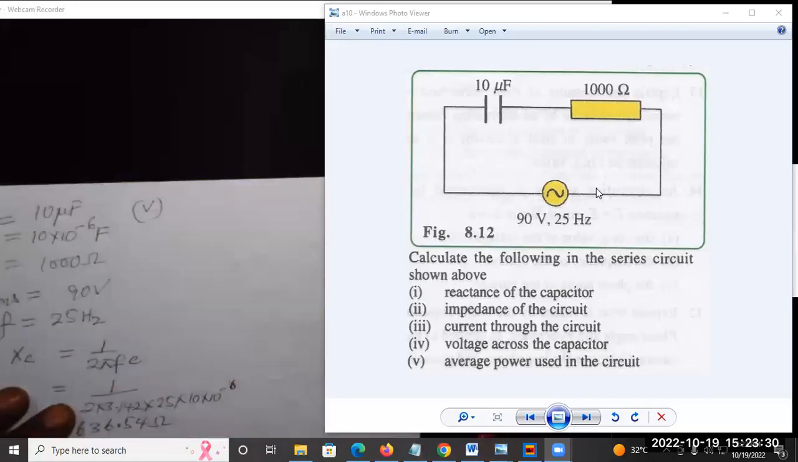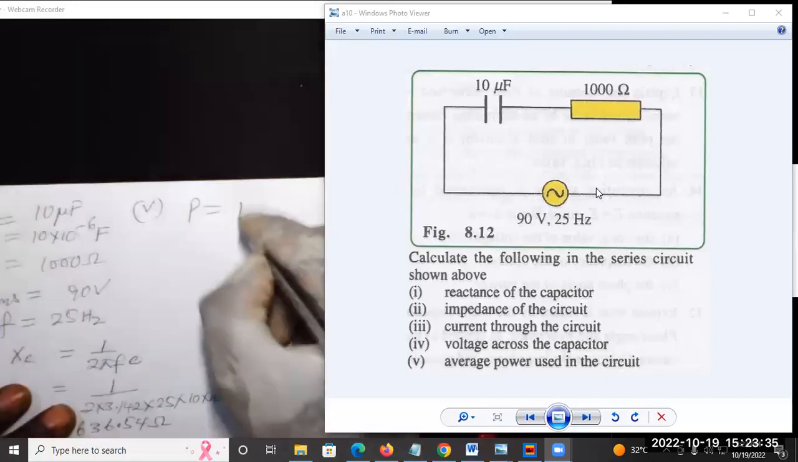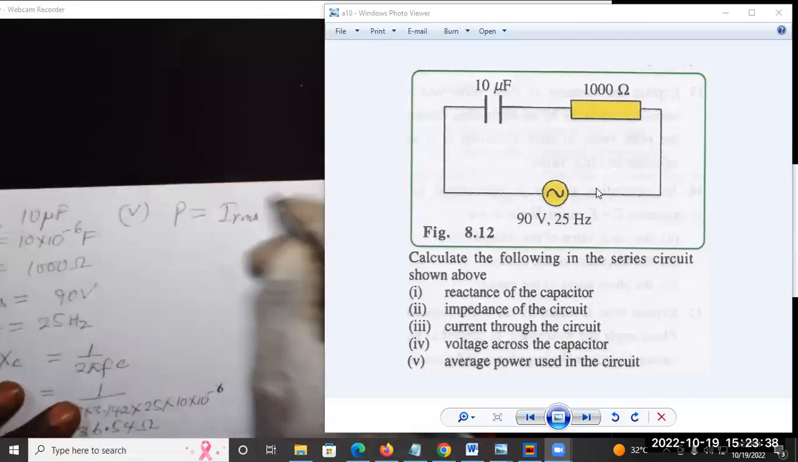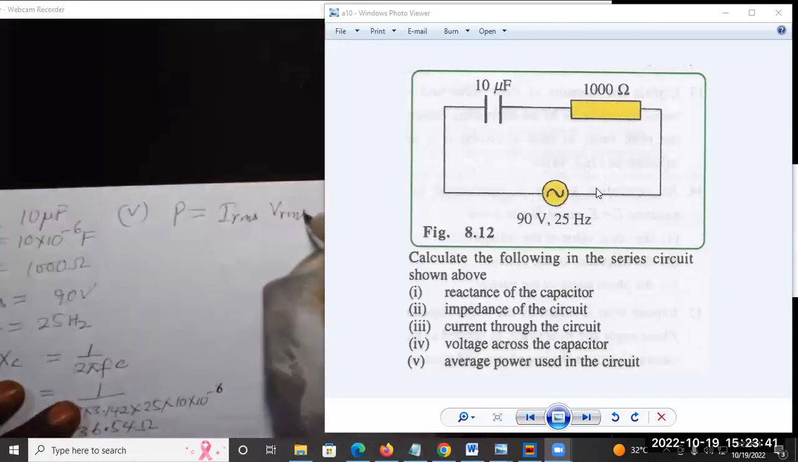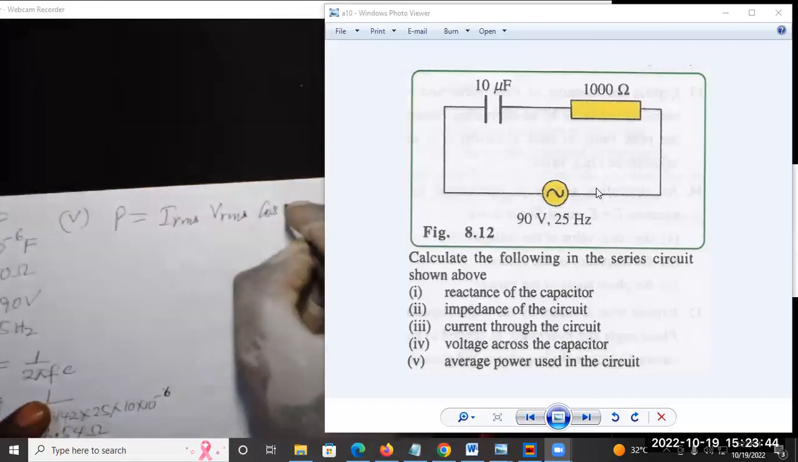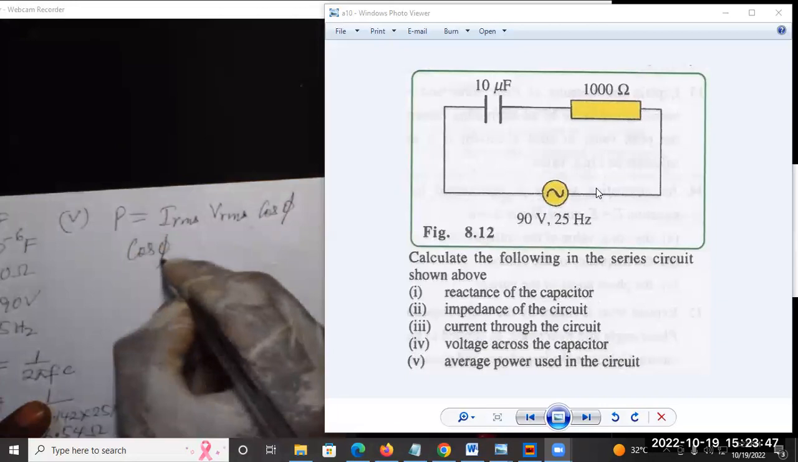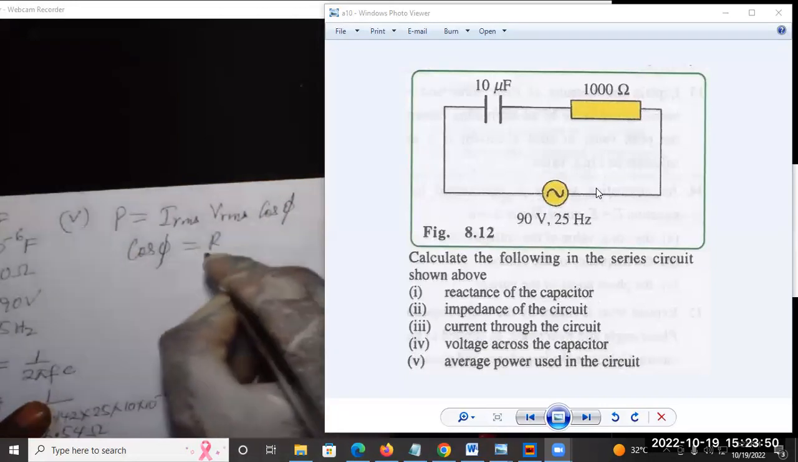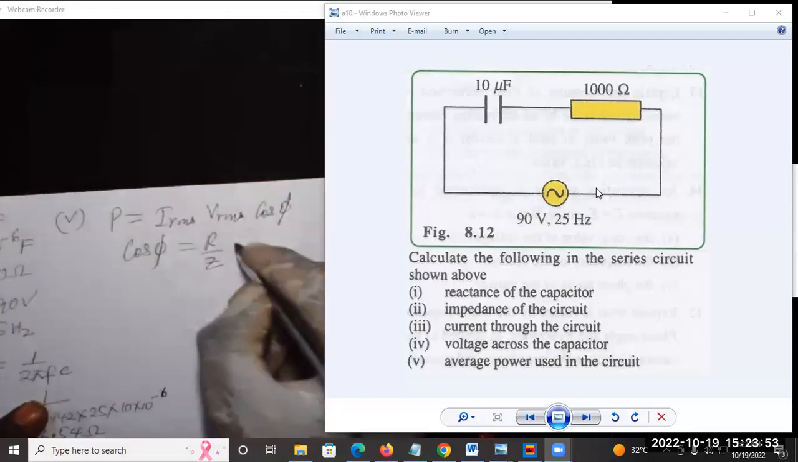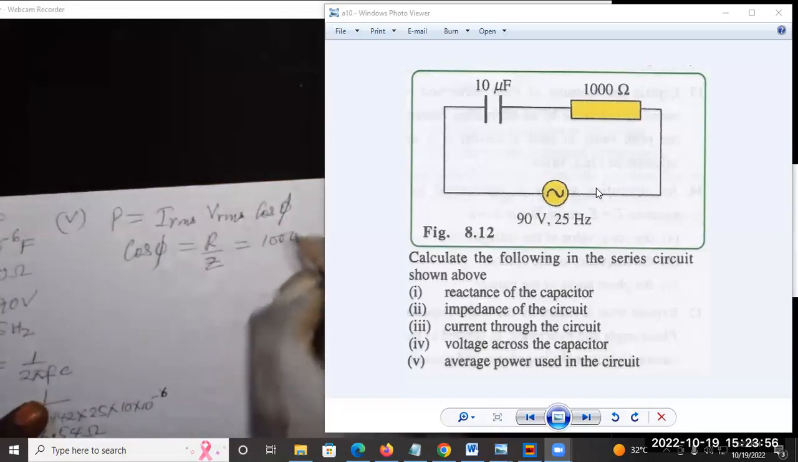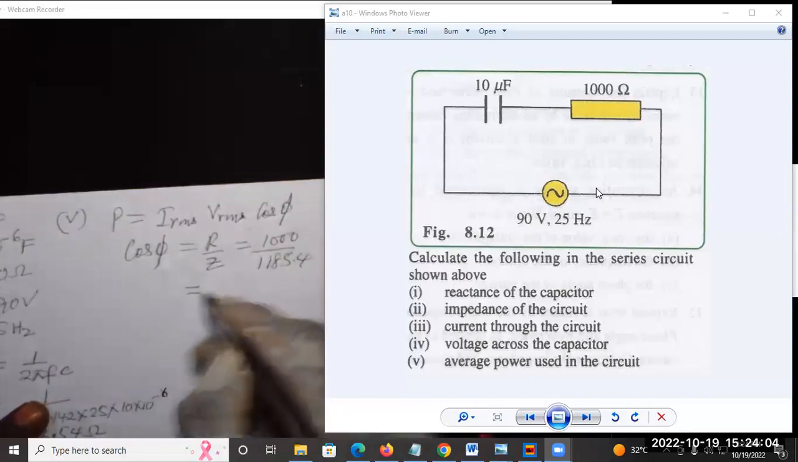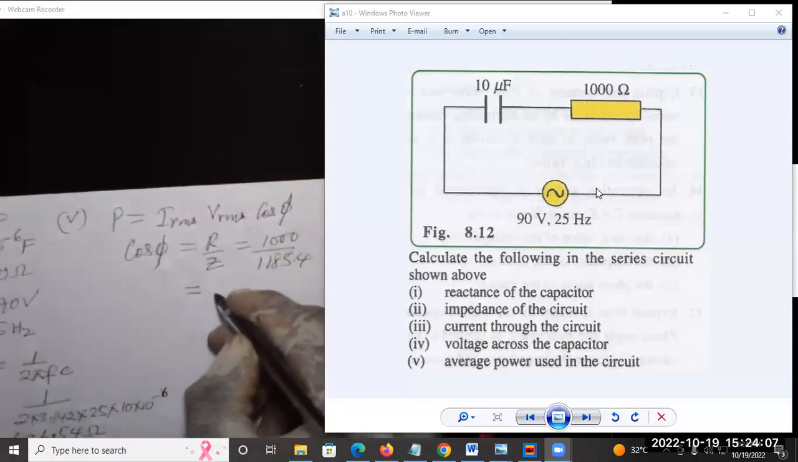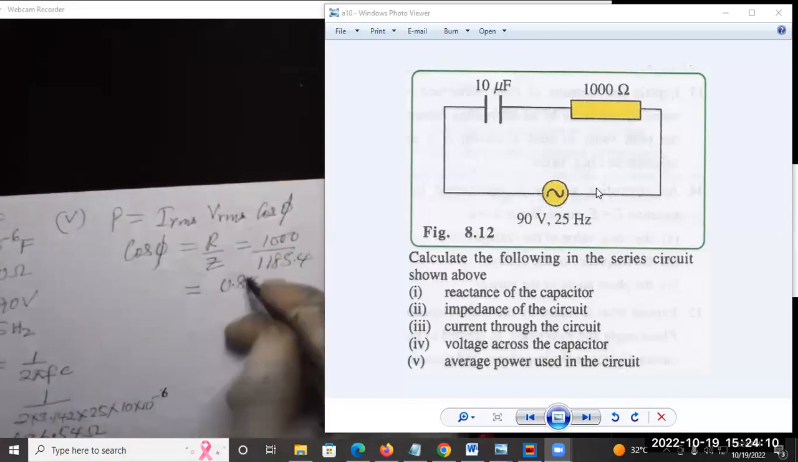The last question, we have to find the average power used in the circuit. The average power is given by the expression, the root mean square current multiplied by the root mean square voltage times cos phi. And cos phi is given by the expression, the resistance over the impedance. We have the resistance of 1000 and the calculated impedance of 1185.4. That will give us 0.84.